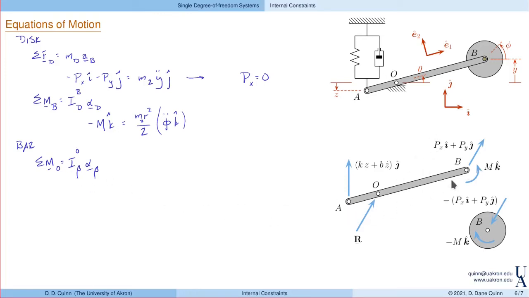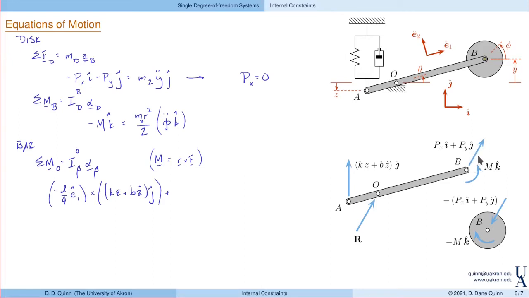Okay, so now we need to calculate a number of different moments. Let's look at the spring and damping force first. Remember that moments are defined as r cross F. So we'll have the moment of the spring and damper acting about O. Well, that's going to be the position of A with respect to O, so that's minus L over 4 in the E1 direction, cross the force, Kz plus B times z dot in the j direction.